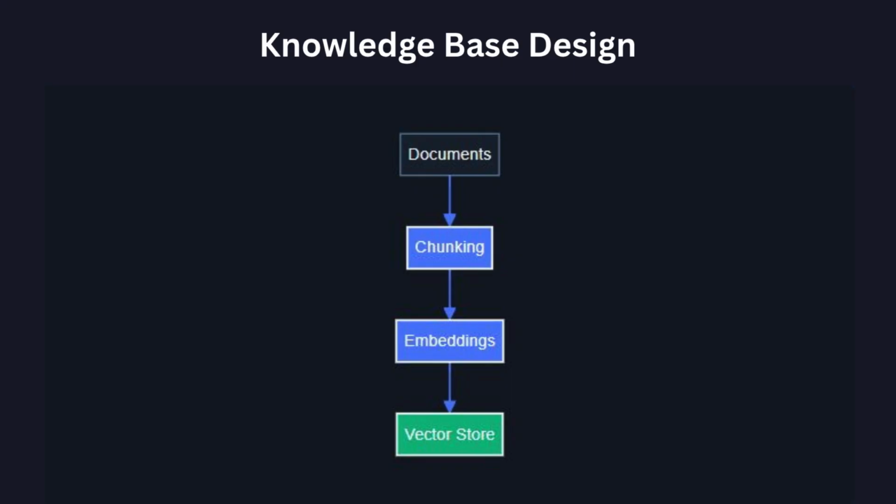Each chunk is converted into embeddings and stored in a vector store. Along with embeddings, metadata such as source, date, and tenant ID is also stored. This metadata allows filtering of results and ensures that users only retrieve documents they are authorized to access.